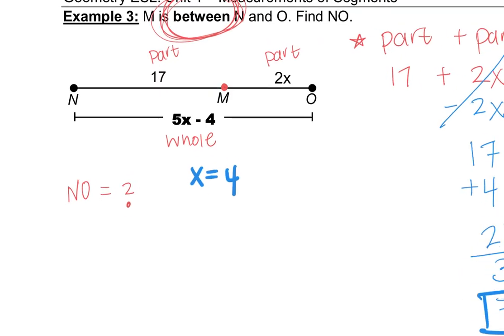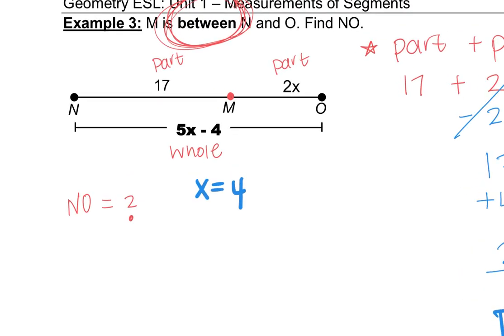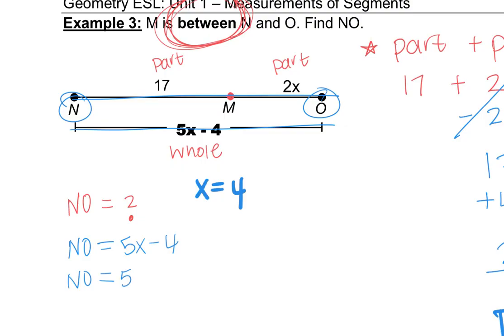I haven't finished, okay? I haven't answered the question yet. It says, what is the distance from N to O? Now that I know what X is, I can figure this out. So NO is 5X minus 4, right? From N to O, it's this whole distance. So this whole thing, 5X minus 4. Now, if I'm interested in NO, all I'm going to do is replace X with 4. So wherever I see X, I'll take it out and I'll put 4. So that's what I'm doing.